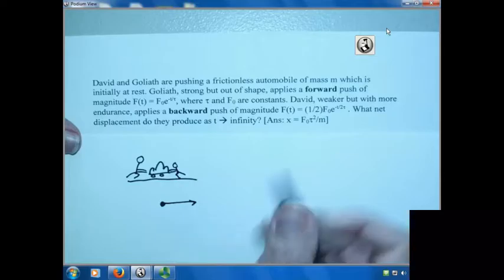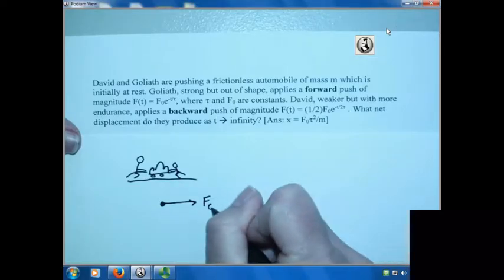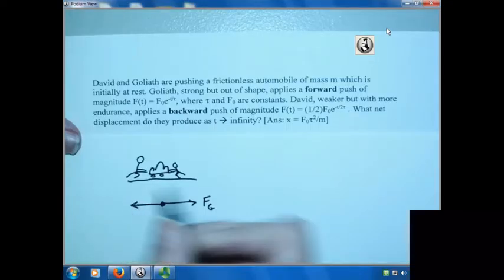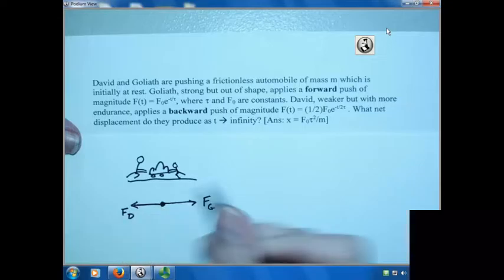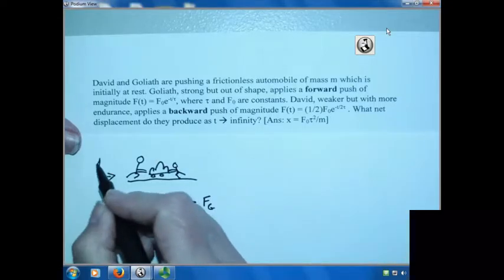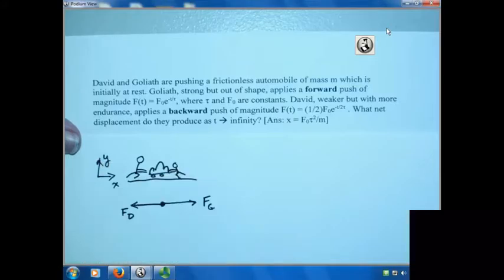I've got the force from Goliath. He's pushing in the positive direction. And I've got my force from David here. And by the way, I should note that in this figure, I'm going to use the coordinate system such that all these forces and all the resulting motion remain along the x-axis. All right, are there any questions so far?